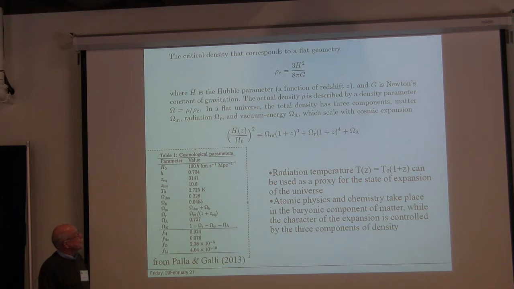Okay. And so basically, there are only a few equations that we need to solve simultaneously in order to describe this chemical system in an expanding universe. And first of all, there is an equation that describes the critical density for matter in a flat cosmic geometry.